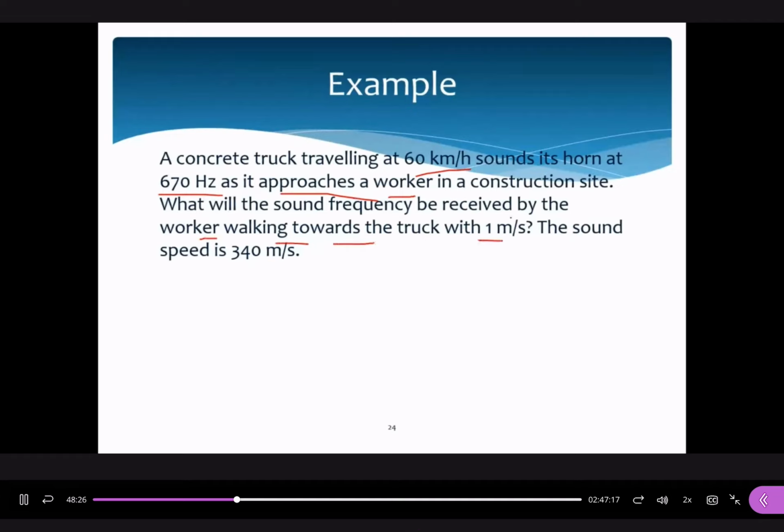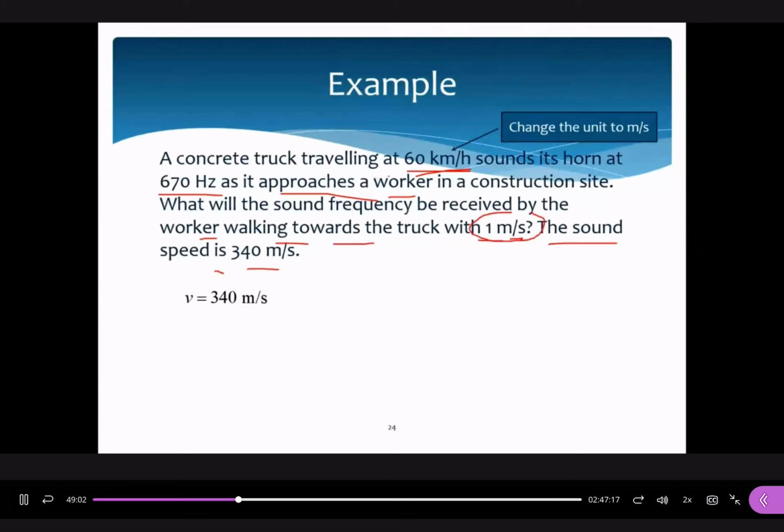Okay, when you do the analysis for this one, first of all, you have to change the speed of the observer and the speed of the source into meters per second. So the first step is to change the units to meters per second. The sound speed here is 340 meters per second. And where is the observer speed? The observer speed is 1 meter per second, correct? This is the worker. The worker is the observer.